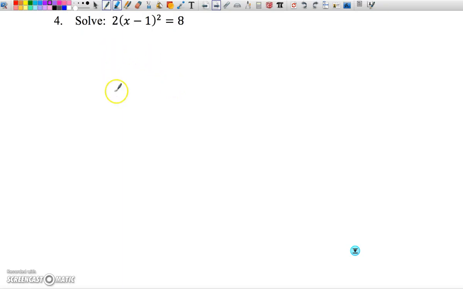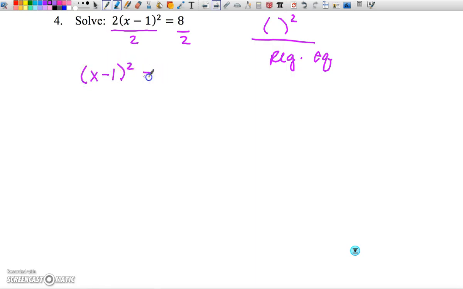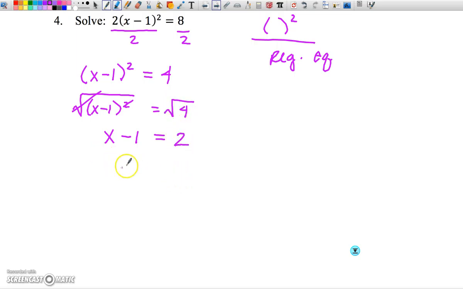All right, number 4. We only have a squared term, so because we only have something squared, we treat it like a regular equation. So I'm going to start with dividing by 2 on both sides of my equation to get x minus 1 squared equals 4. You take the square root of both sides of the equation, and when you do that, your square and your square root undo one another, leaving you with x minus 1 equals, and the square root of 4 is 2. And then we add 1 to both sides of our equation to get x equals 3. And there is your answer.